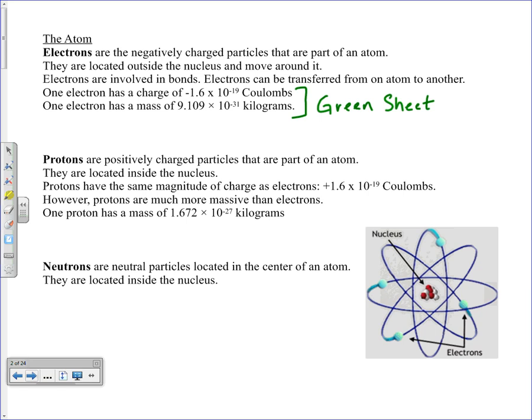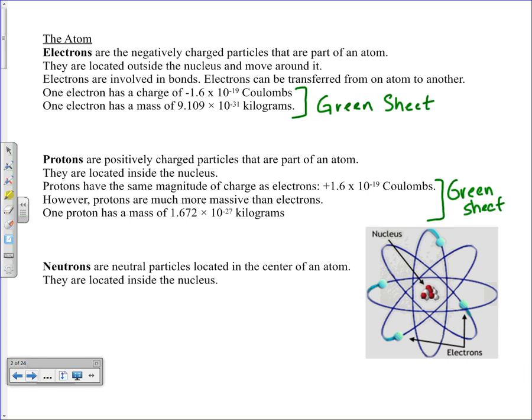Protons are positively charged particles that are part of an atom. They're located in the nucleus. They have the same magnitude of charge as electrons. However, they're much more massive than electrons. 1 proton has a mass of 1.672 times 10 to the negative 27th kilograms. Again, these 2 values are given to you on the green sheet.